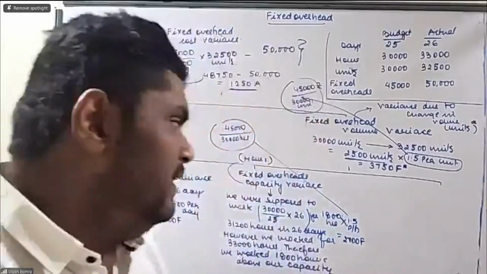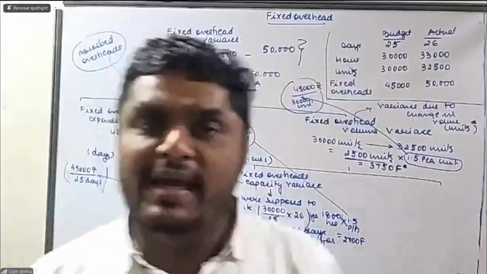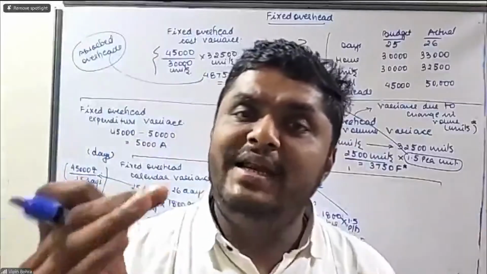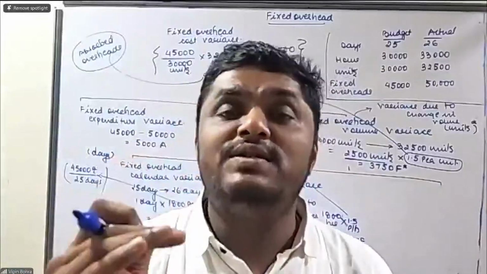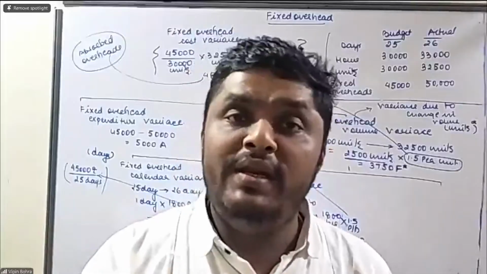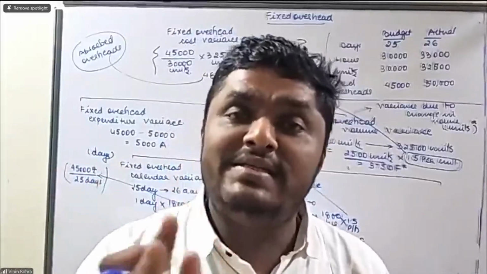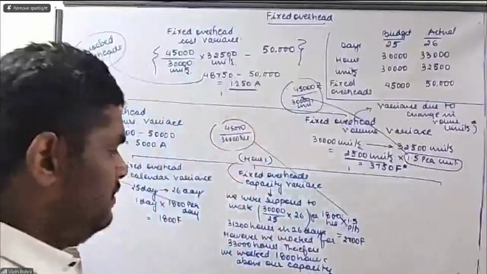For your understanding only, I have written all this language. So I repeat again, we have the capacity to work for 31,200 hours in 26 days. But we actually worked for how many hours? 33,000 hours in these 26 days. That is 1,800 hours extra.